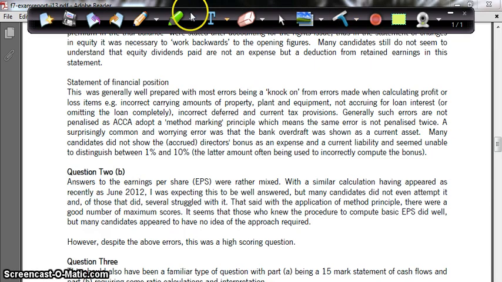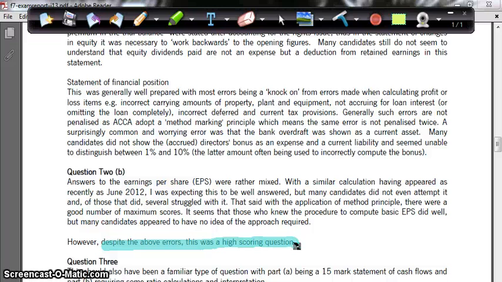However, it is a positive note that the examiner is ending on. He's saying despite the above errors, this was a high scoring question. So he did mention in his introduction that question 1 and 2 were high scoring. And that can reflect just the fact that people are concentrating on these big preparation of consolidated statements of financial position, along with just the preparation of ordinary statements of financial position or P&L or changes in equity.